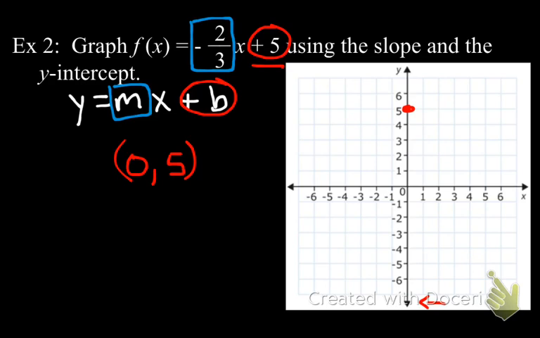And then the slope tells us negative 2/3. Well, that negative, we're going to put that with the top. So that means the vertical change is that we're going to go down 2 and over to the right 3 to get to our next point. So that's our next point on the graph, and we can continue doing that down 2 and over 3.